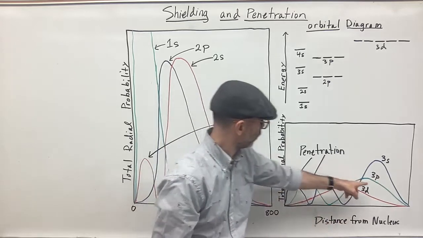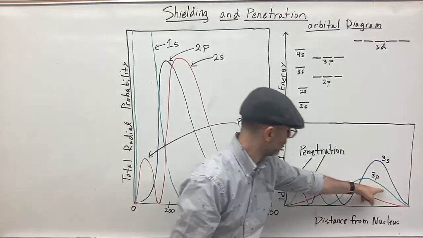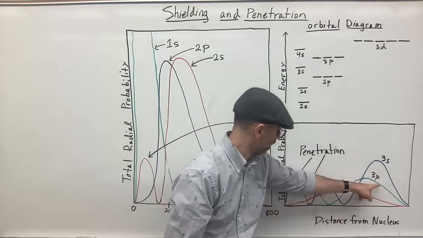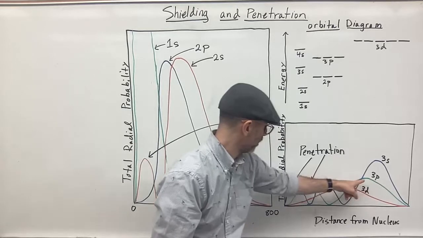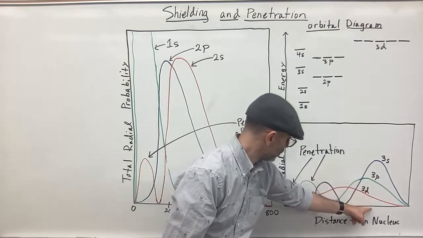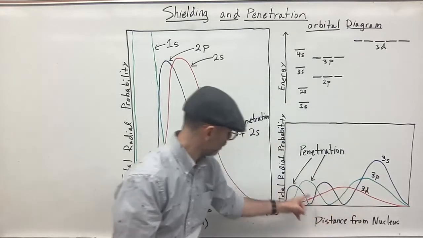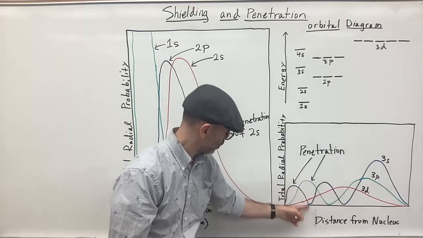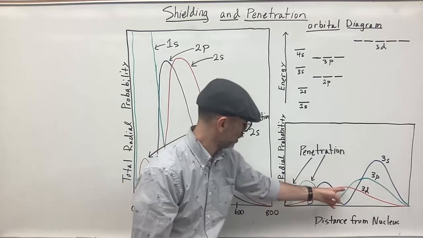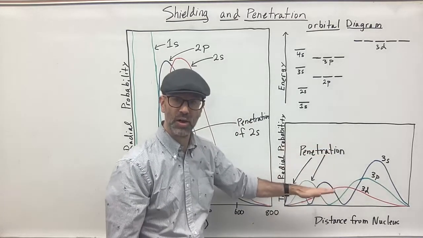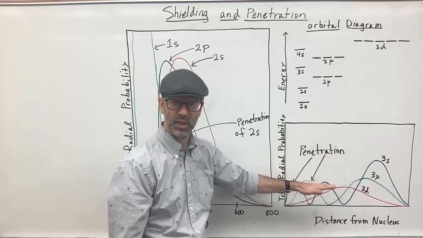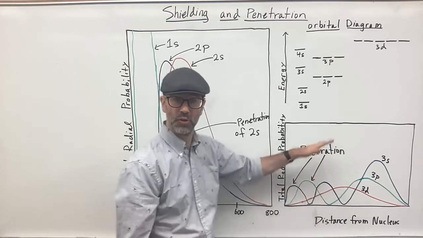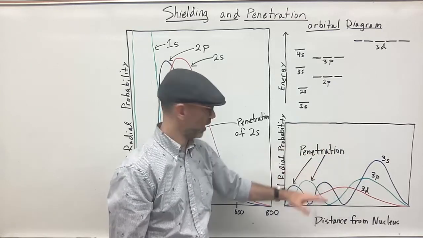But then if you notice the 3p diagram, right? So the total radial probability diagram for the 3p, you'll see that it's got this hump here, which is farther from the nucleus, but then you've got this penetration here, which is much closer, has a higher probability closer to the nucleus than the 3d. So again, that's gonna bring down the potential energy for the 3p orbital or 3p electrons. So that sublevel is gonna be lower in energy.